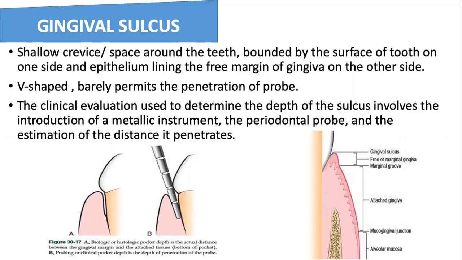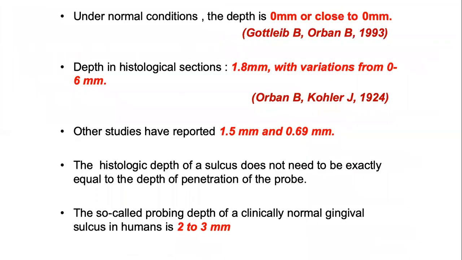So clinically, how can you evaluate the depth of gingival sulcus? You can evaluate it with the help of a periodontal probe, which has markings on it, and the estimation can be done by the distance which it penetrates the gingival sulcus. Under normal conditions, this depth is usually 0 millimeter to close to 0 millimeter in a newborn child or in a gnotobiotic rat, which is free from microbial load, free from any kind of oral microflora. There you can see a 0 millimeter sulcus, that is, they have no sulcus.